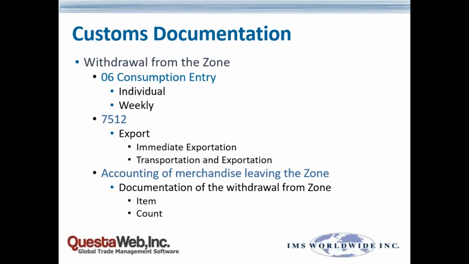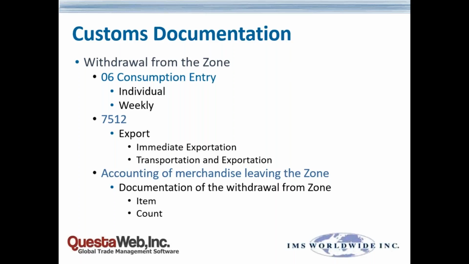Withdrawal from the zone, and we talked a little bit about these when we were talking about the back end of our inventory control system, but withdrawal from the zone, you can see here, 06 consumption entry. We can do an individual or weekly entry. And depending on how you set up the process, you have to then be able to manage a file with those consumption entries so that you can show and prove to customs in your audit trail that I have closed that loop on my merchandise that's been held in my zone. The other is the 7512. You have to have a 7512 for every single export that you send out.